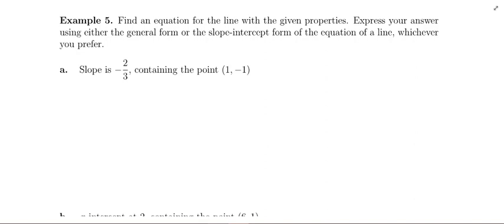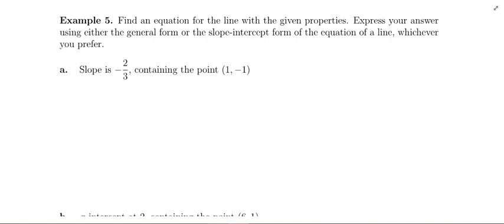All right, so the goal here is to come up with the equation of this line that has certain characteristics. We know the line has slope negative 2/3, and we also know that the line goes through the point (1, -1). So how do we do this?